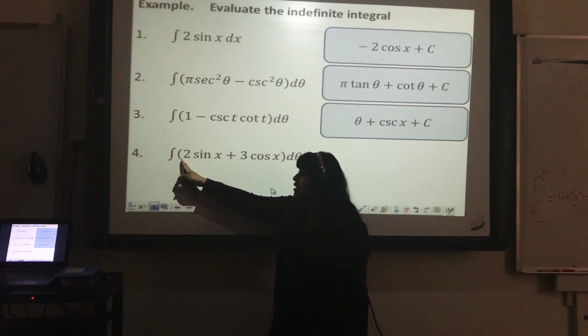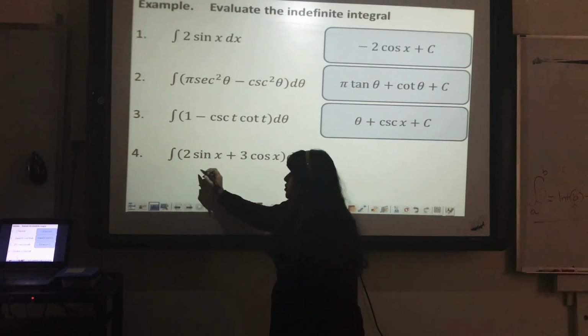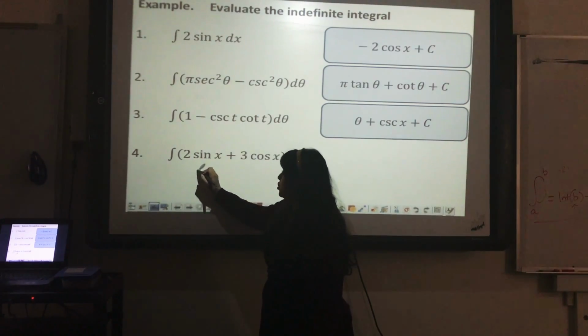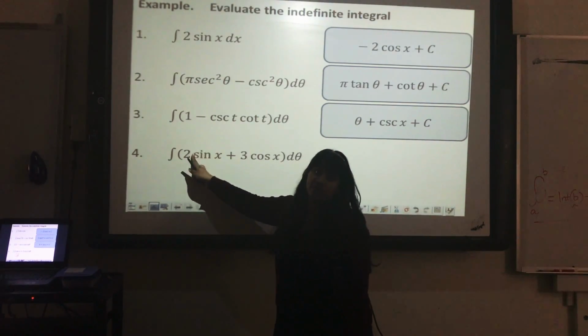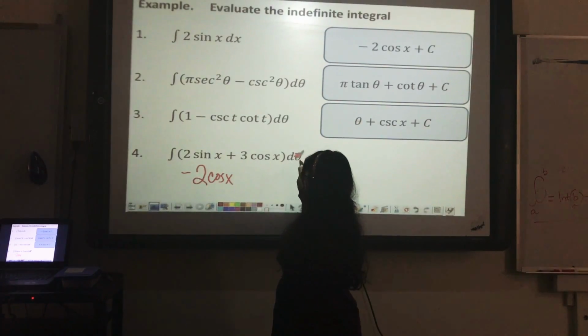I would just take it step by step. This is a constant multiple, so I'm just going to bring my 2 down. So this becomes 2. And then my derivative of sine x is negative cosine. So I'm going to bring my negative to the outside, cosine x.